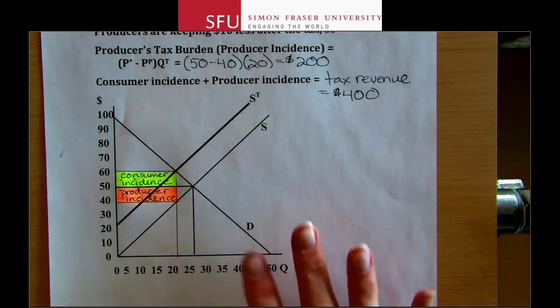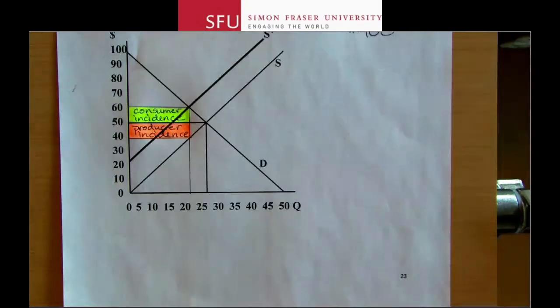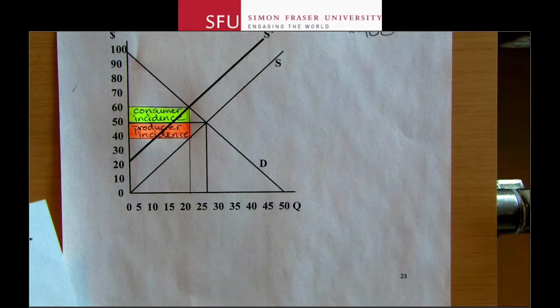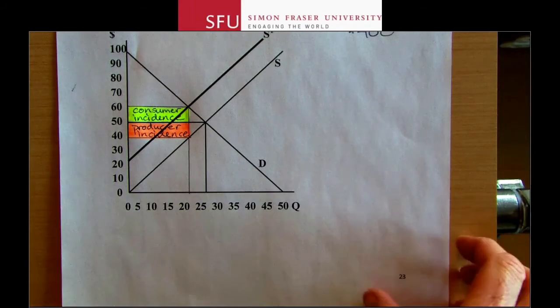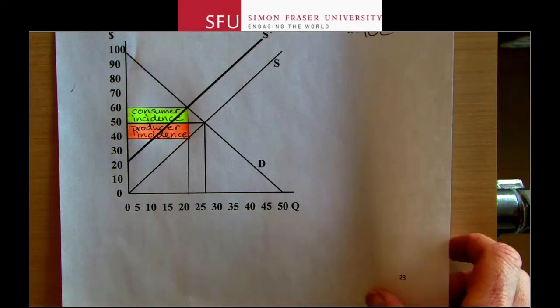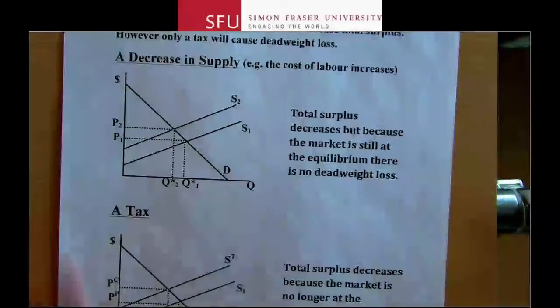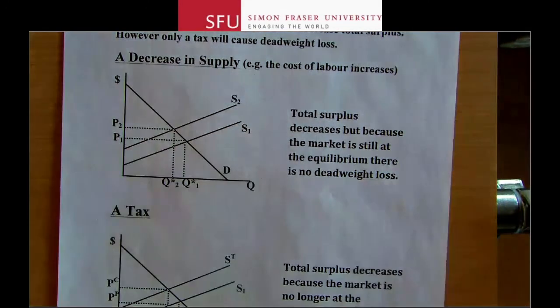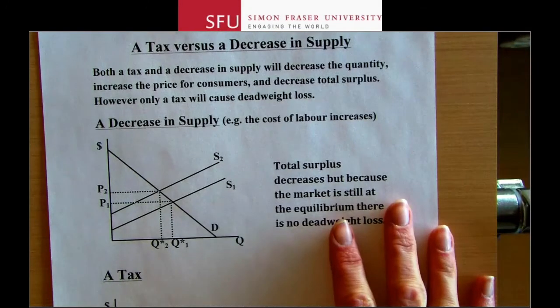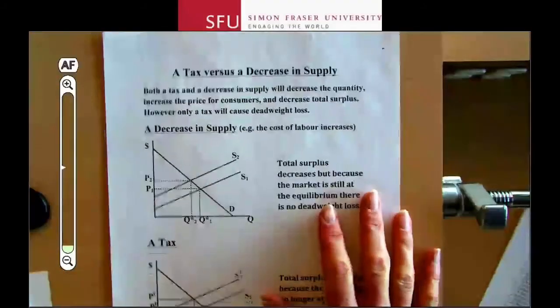Okay. On the next page, we are going to talk about the difference between a tax and a simple decrease in supply, because the graph looks pretty much the same, but it's not. Good. All right. So a tax versus a decrease in supply.